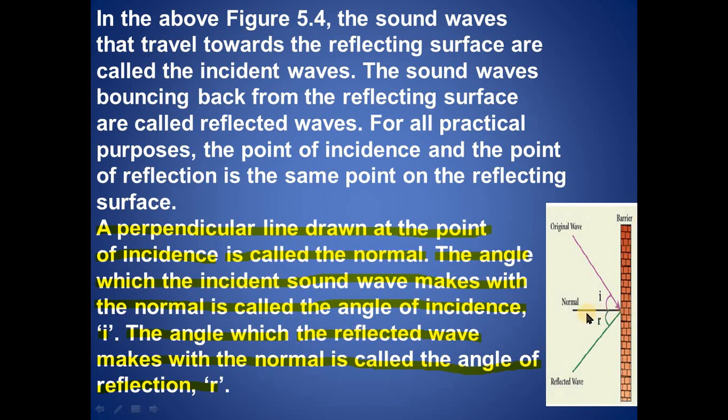The angle which the incident sound wave makes with the normal is called the angle of incidence, I. The angle which the reflected wave makes with the normal is called the angle of reflection. It is represented by R. So, what is meant by angle of incidence? The angle which the incident sound wave makes with the normal is called the angle of incidence. It is represented by I. What is meant by angle of reflection? The angle which the reflected wave makes with the normal is called the angle of reflection. It is represented by small r.